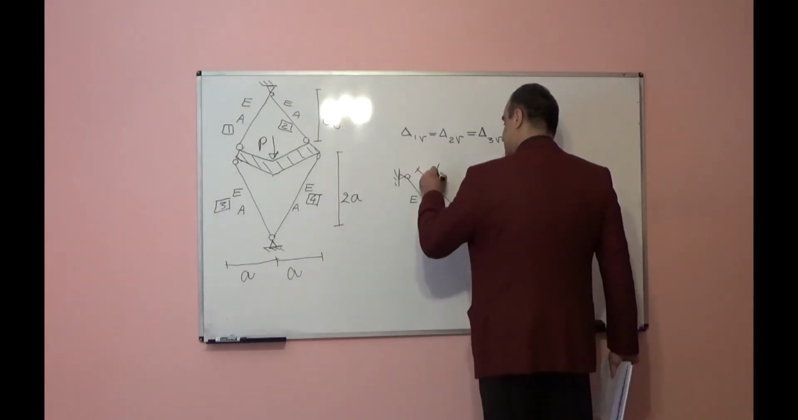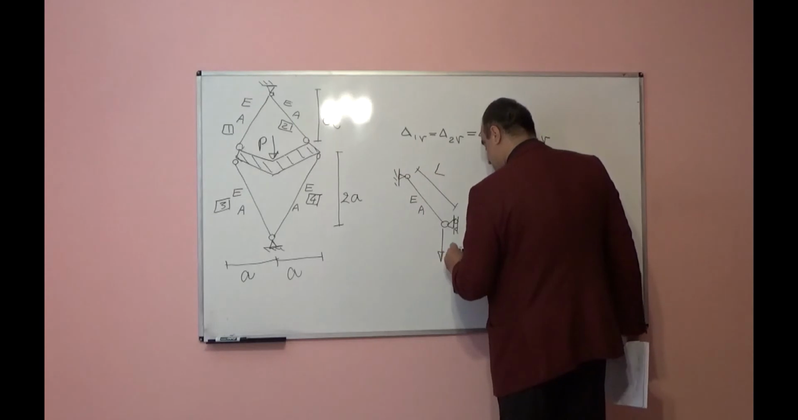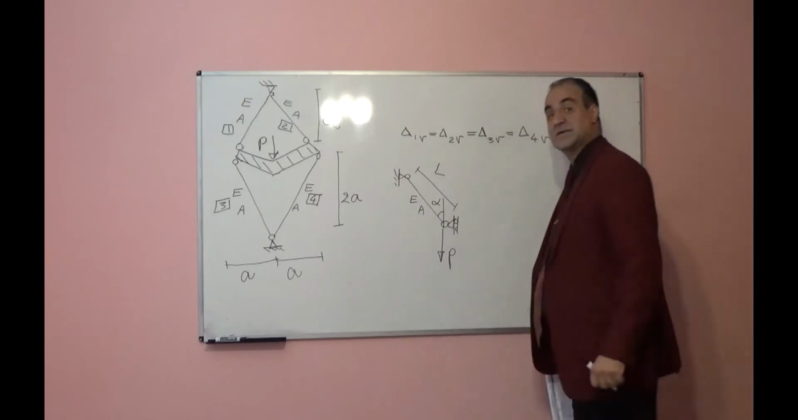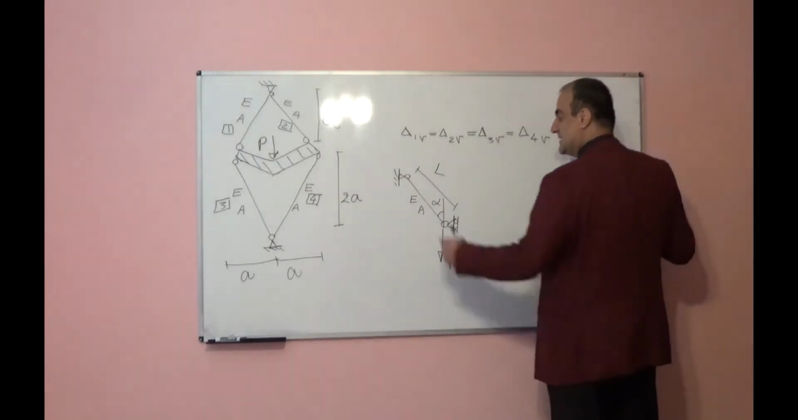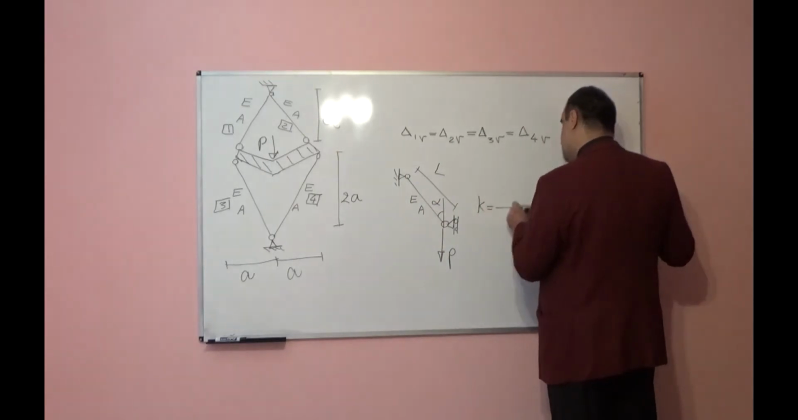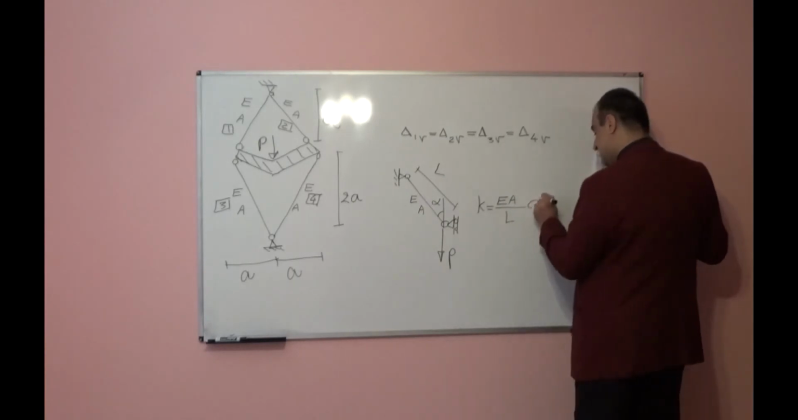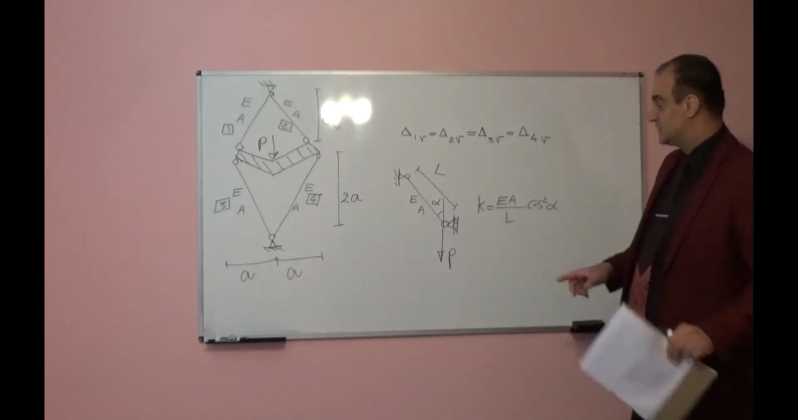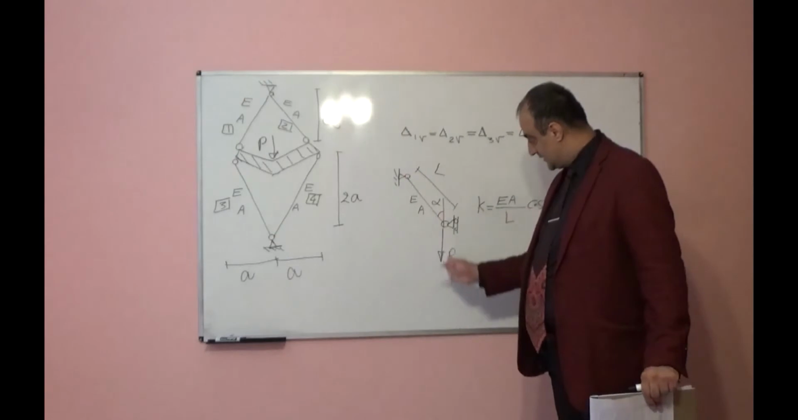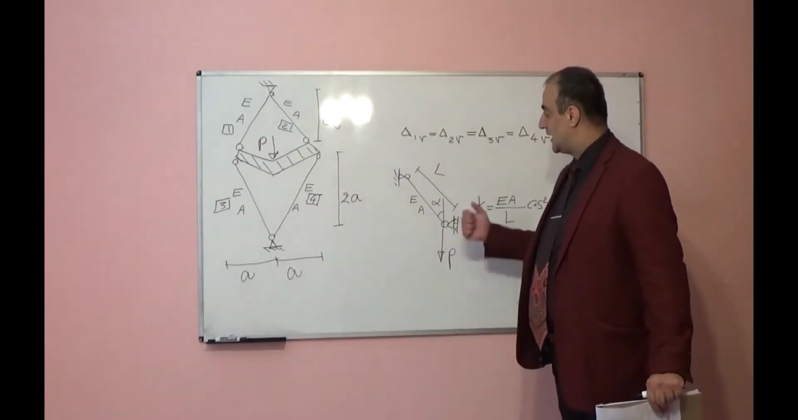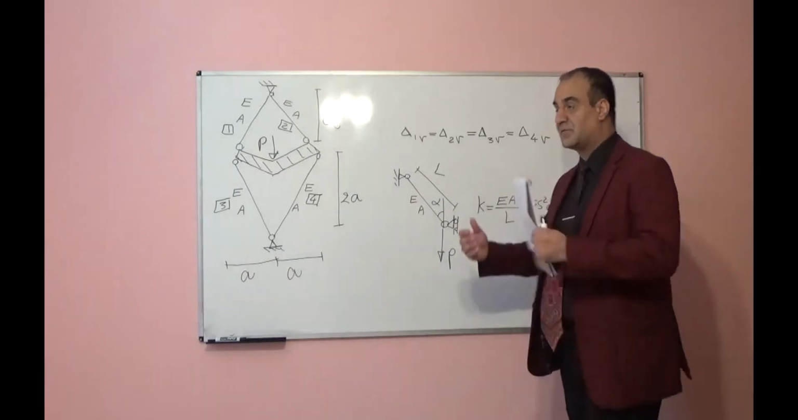The length is L, I apply load P here, and the orientation of the rod and the load angle is alpha. In that case, the stiffness of this rod in this force direction, I proved this before, is equal to EA over L cosine squared alpha. We know this. So this is the stiffness of this rod in force direction, and pay attention, this angle is alpha. So I know that.